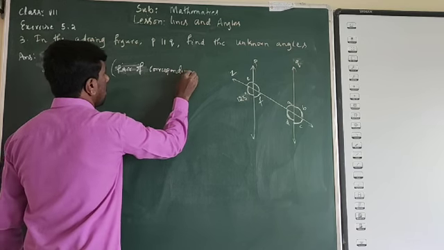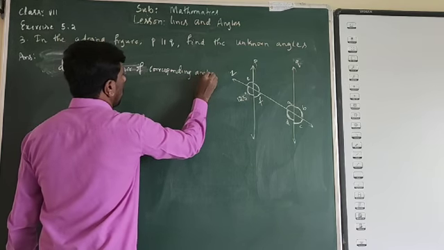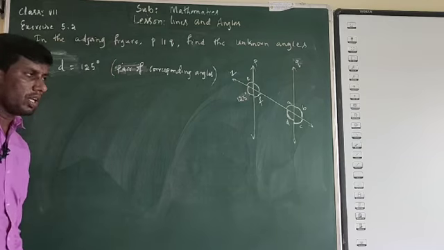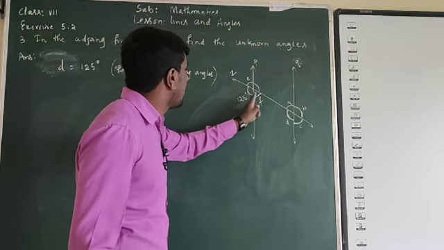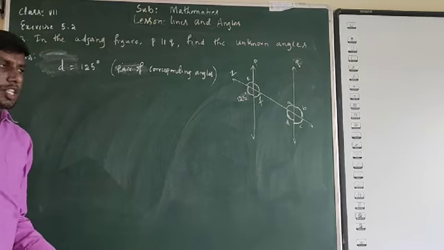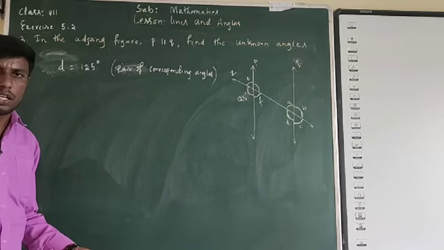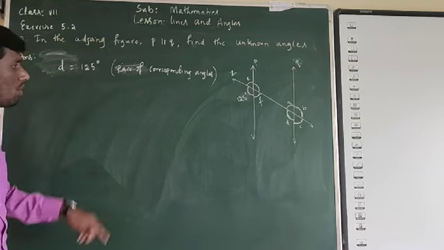Pair of corresponding angles. D is equal to 125 degrees. So D and 125 degrees both are corresponding angles. Obviously, corresponding angles must be equal. So pair of corresponding angles. Therefore, D is equal to 125 degrees.